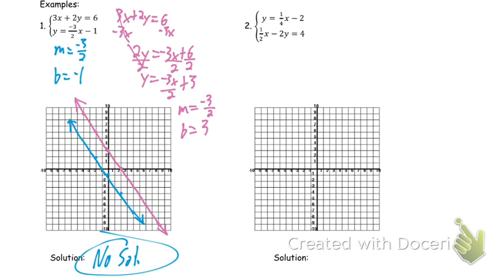Let's look at the second one. y equals 1/4 x minus 2 and 1/2 x minus 2y equals 4. In the first one, do we have to get it in slope-intercept form, or is it already there? Already there. Dope. The second one, we need to, okay? How do we get this one in slope-intercept form? Subtract 1/2 x.